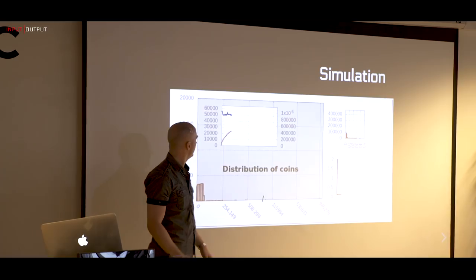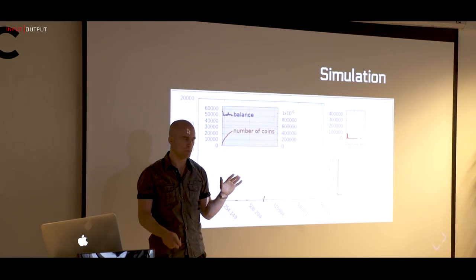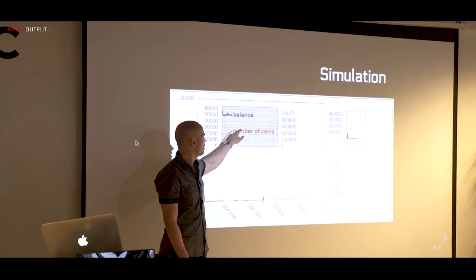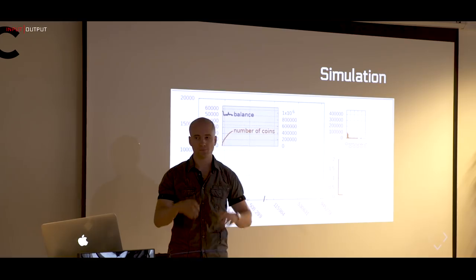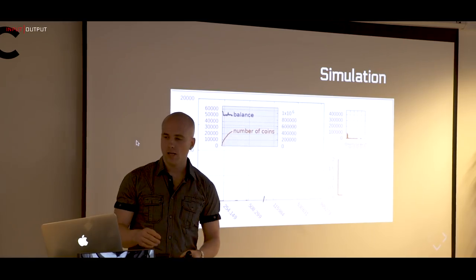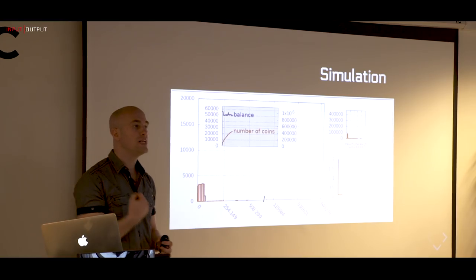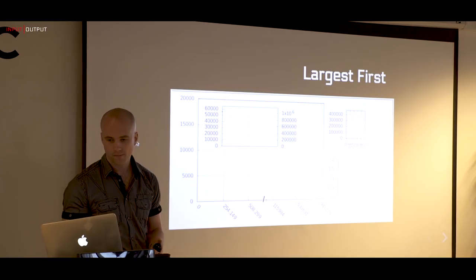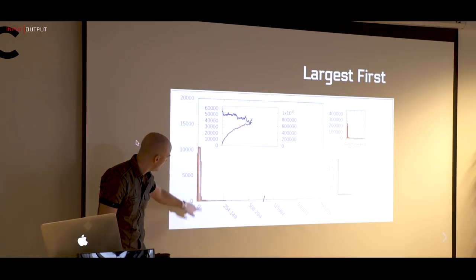Now this graph here shows the balance of the wallet, which is not too important for now, and the total number of coins that we have in the wallet, which we want to keep down. OK, so I will show you a simulation of what happens if we always pick the largest coin. And it looks like this. And it's a disaster. Look what happens.